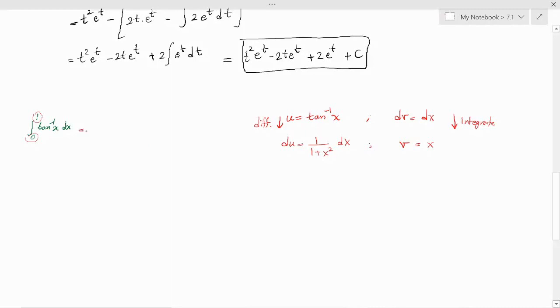So I can write this integral. Let me write the next line. It equals, okay, so the integral from 0 to 1 of tan inverse of x dx equals u times v again, which is x times tan inverse of x, minus the integral of v du, which is x times 1 over 1 plus x squared dx.